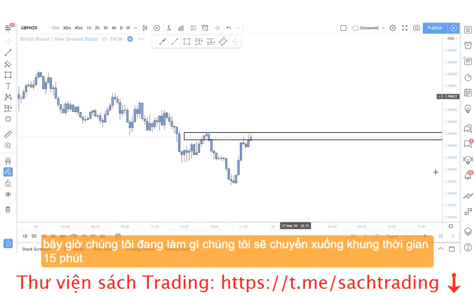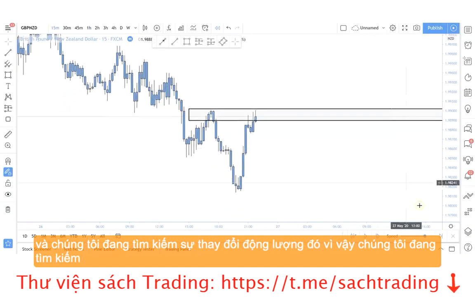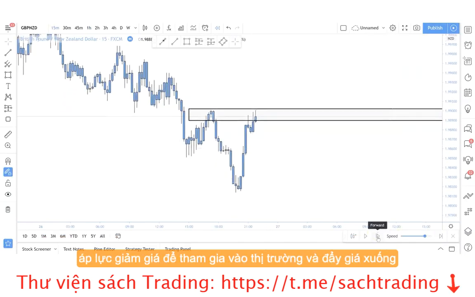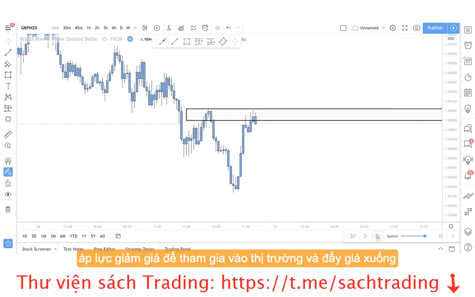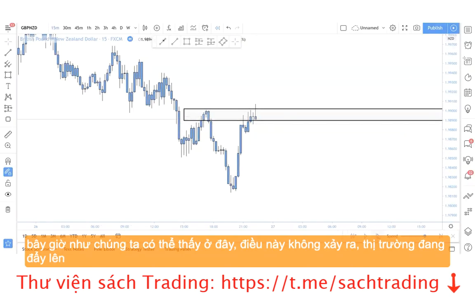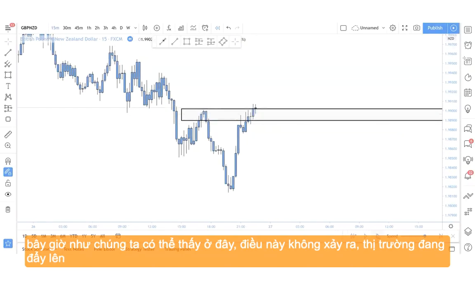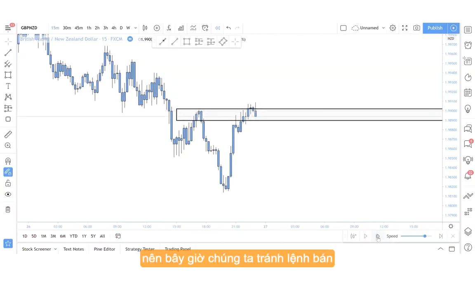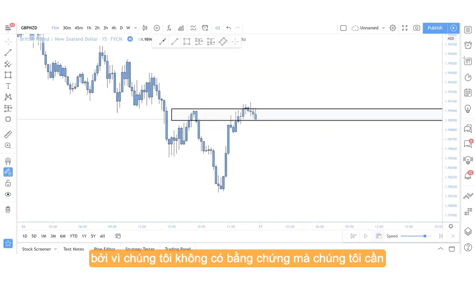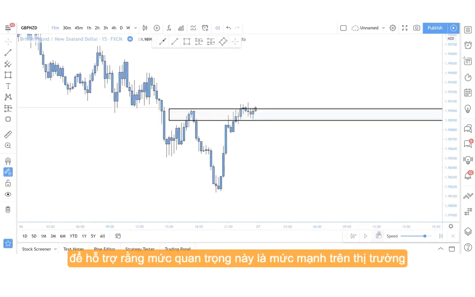We're going down to the 15-minute time frame and we're looking for that momentum shift. So we're looking for bearish pressure to step into the market and push to the downside. Now, as we can see here, this is not happening. The market is pushing to the upside. So now we avoid taking those sells because we do not have the evidence that we need to support that.